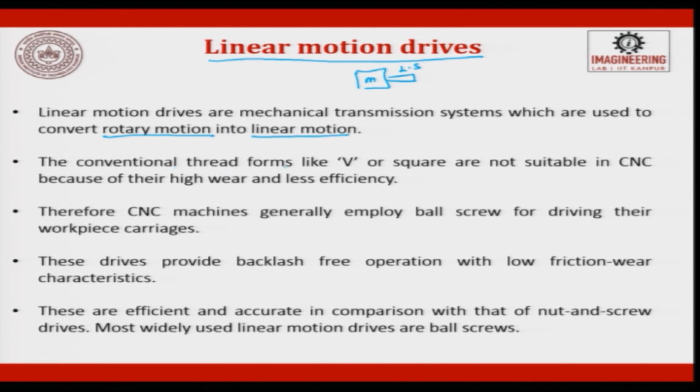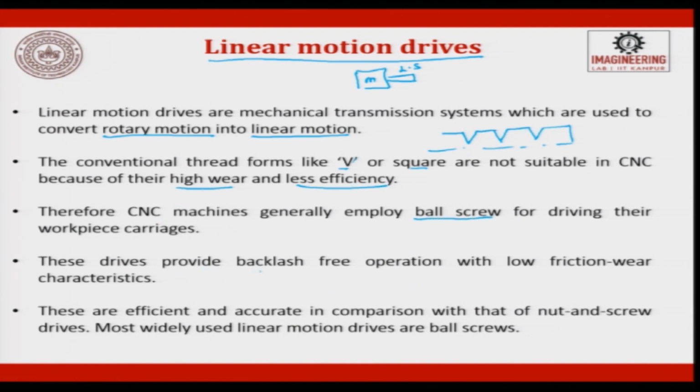The conventional thread forms like V or square, when we look at the side view, this is what we see in the threads. At least we represent it like this. V or square are not suitable in CNC machines because they have high wear and less efficiency. Square form threads are used for very heavy loads. V are the normal threads generated on a nut, bolt or screw. Therefore, in CNC machines, to have lesser wear and higher efficiency, we have to convert this thread into a ball screw.